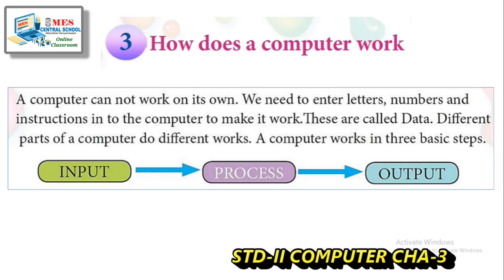A computer cannot work on its own. How can we help the computer to do something? We want to give some data and instruction to the computer. What type of data can we give? We can give letters, numbers, and instructions. This is commonly known as data. So we want to give data to the computer, otherwise the computer cannot work on its own.